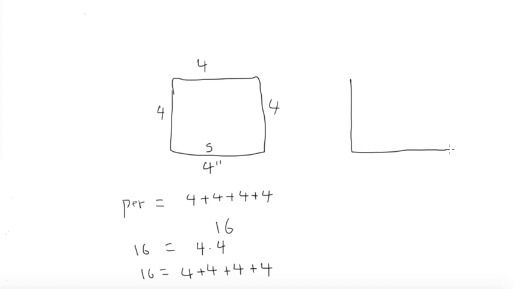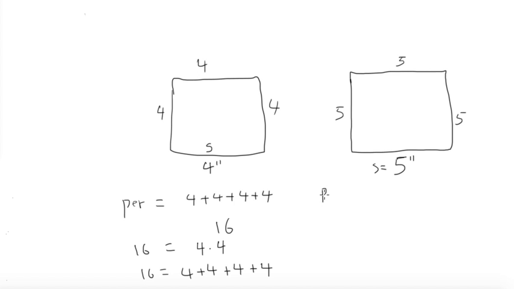Let's look at another one. Let's say we have a square that has a 5. So we have a 5. Well, we know it's a square. It's 5 inches, that's one side. We know that all of them have a side of 5.